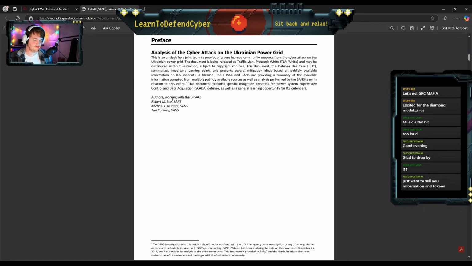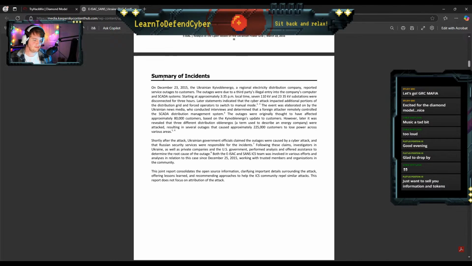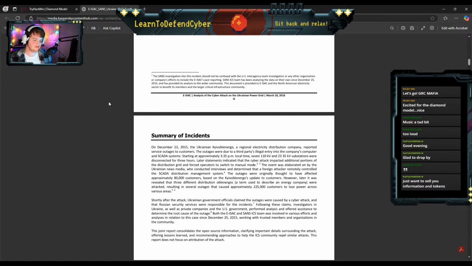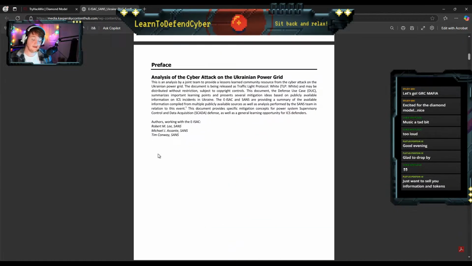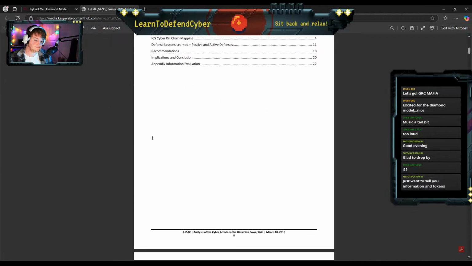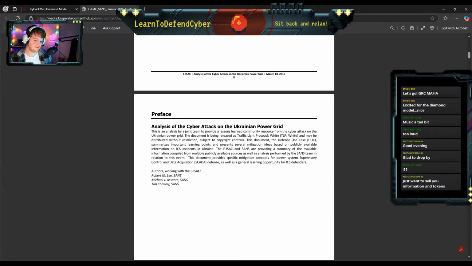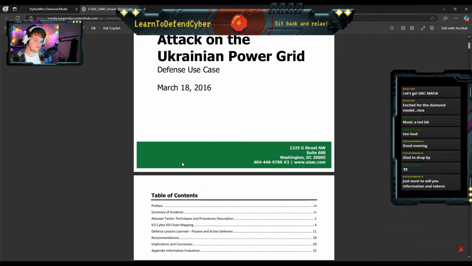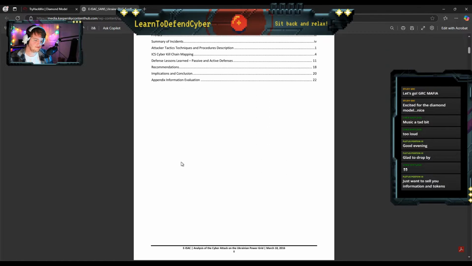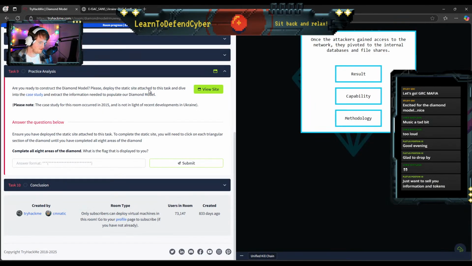Okay. This is an analysis of the cyber attack on the Ukrainian power grid. So I'm not sure if we need this. A lot of reading, but it looks interesting. Oh, Rob Lee, nice. We'll see if we need this. The case study for this room occurred in 2015 and not in light of recent events. Okay, so it's just saying, hey, we're not doing this because of the Russia-Ukraine event that's going on.